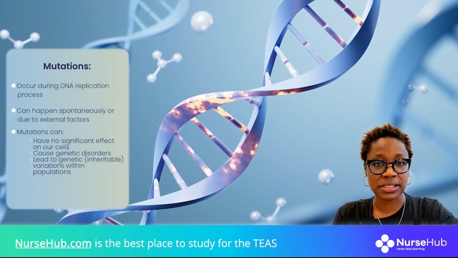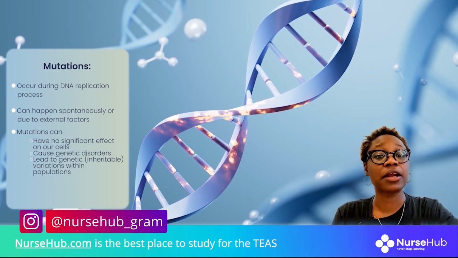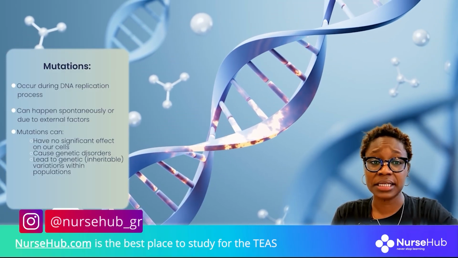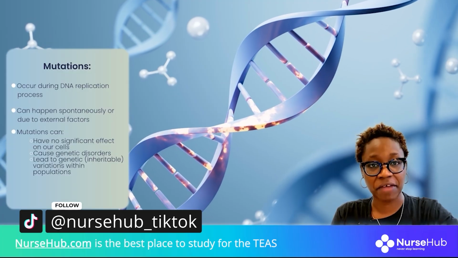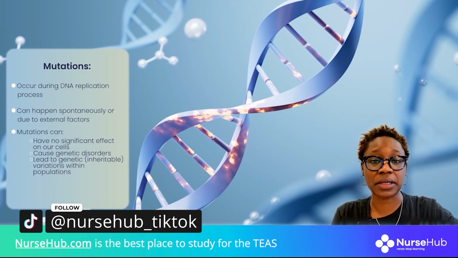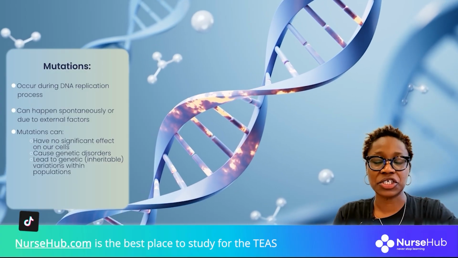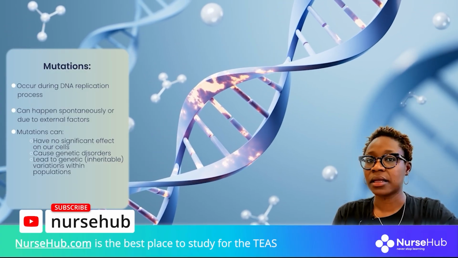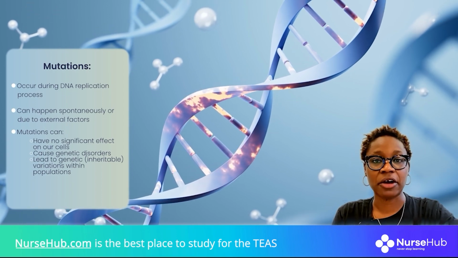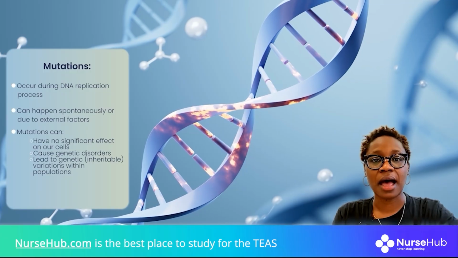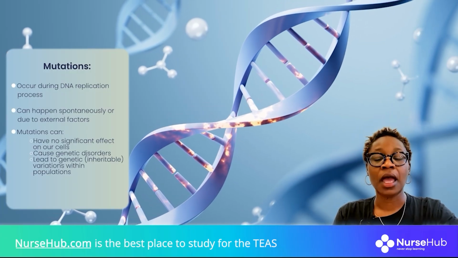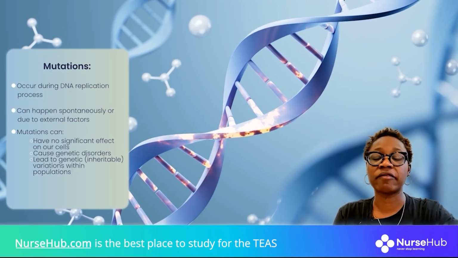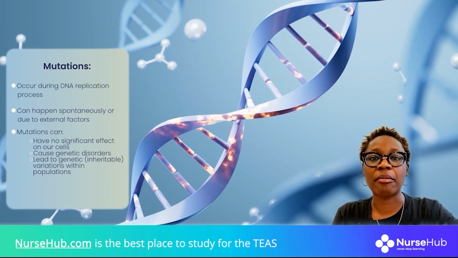Mutations, or changes in DNA code, can occur during the replication process. Mutations happen spontaneously or due to external factors like radiation or certain chemicals. Some mutations can have no significant impact on our cells. They occur, they are harmless, and our cells move on and are still able to conduct their functions properly. Other mutations can cause genetic disorders or lead to variations in traits within our population.